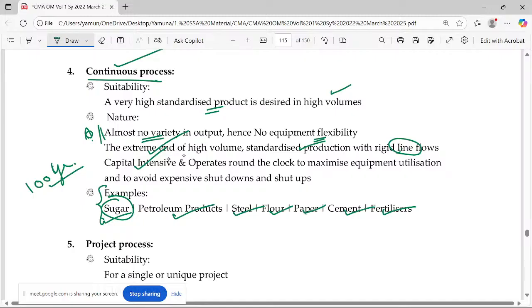Capital intensive because round the clock you have to operate. If there is a small mistake in the machinery, tons and tons of stock will be held up. So that will be a very big loss. So to maximize the equipment utilization, you have to work all around the clock and you have to maintain these machinery systems in a proper way, to avoid expensive shutdowns.